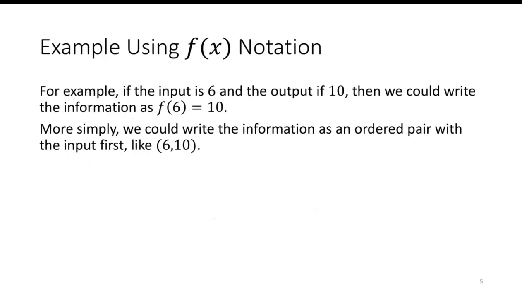For example, if the input is 6 and the output is 10, we could write the information as f of 6 equals 10. More simply, we could write the information as an ordered pair with the input first, like (6, 10).